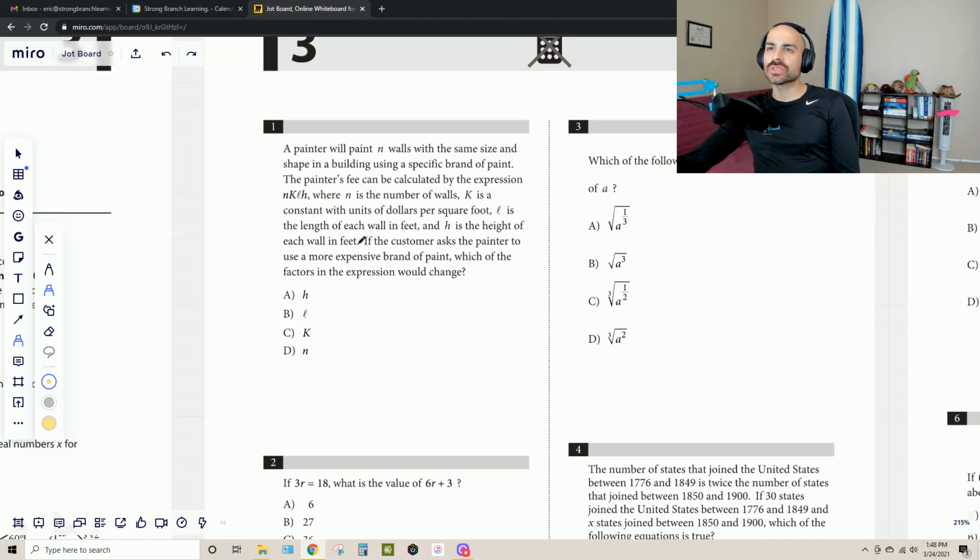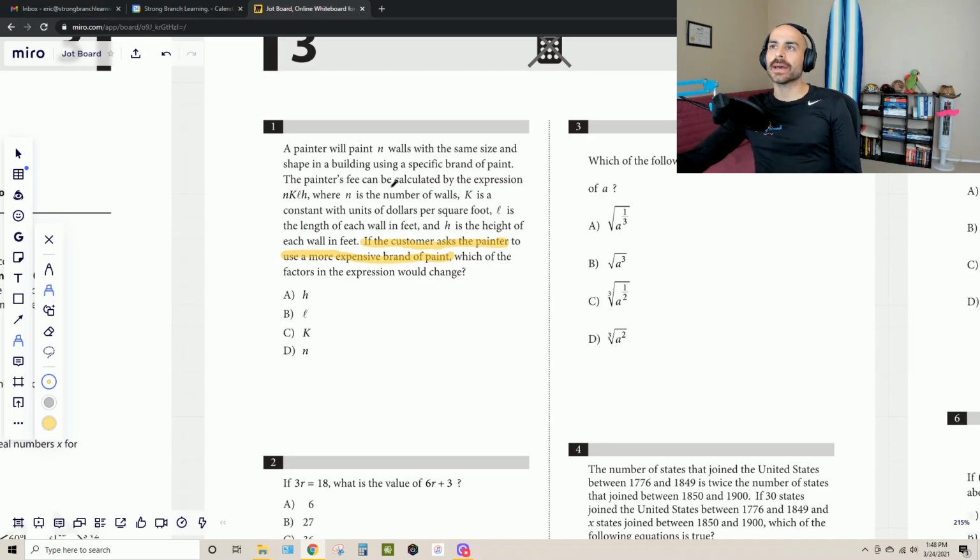I'm going to start with the most important part of this question, which is the last sentence, the actual question. If the customer asks the painter to use a more expensive brand of paint, which of the factors in the expression would change? So what we're going to do is read through this list and ask ourselves, if we're using more expensive paint, which of these letters has to change?